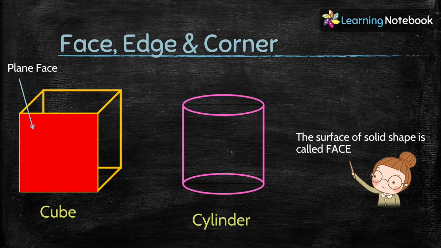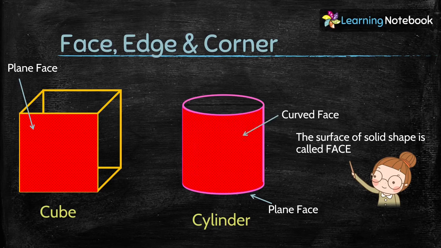Like in a cube, surface of a cube is a plane face, as shown here. And in case of cylinder, the bottom surface is a plane face. Whereas, the curved surface of the cylinder is an example of curved face. So, this is the difference between plane face and curved face.